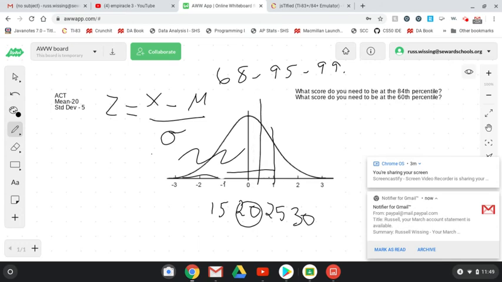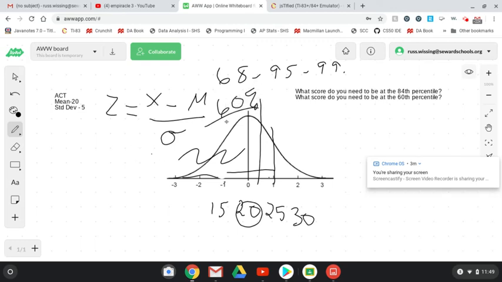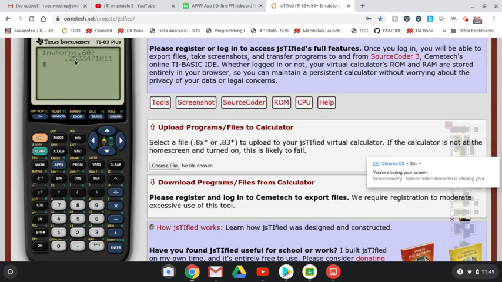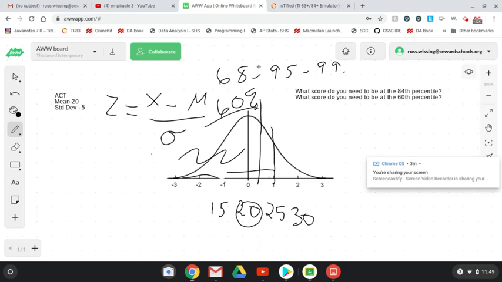Okay, so I'm going to use this over here. So I just figured out that was 0.25. Let me look at that one more time. So it's 0.253, so I just round to 0.25. So in my formula here, I'm going to put in 0.25 for my z. I'm trying to figure out the score I need. I know the mean is 20 and the standard deviation's 5.